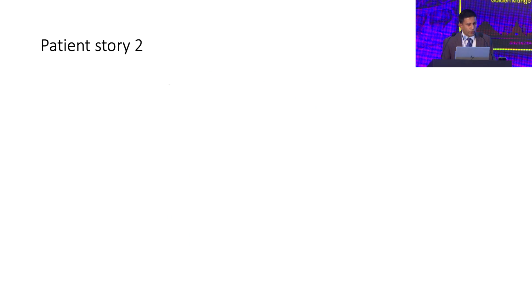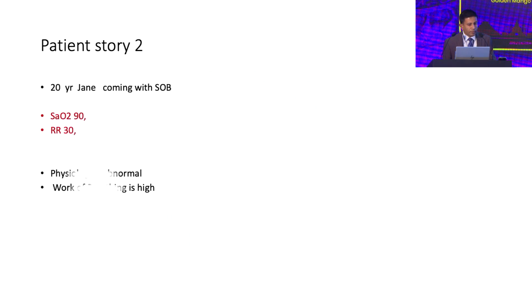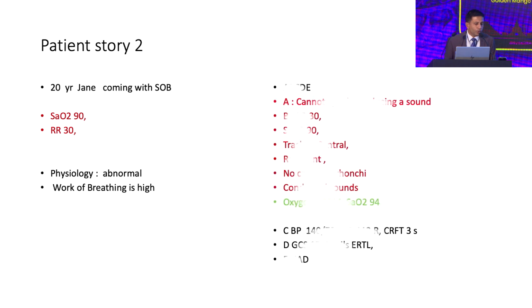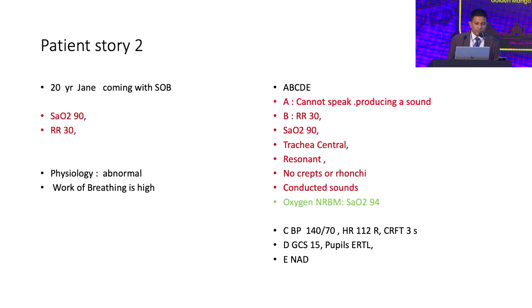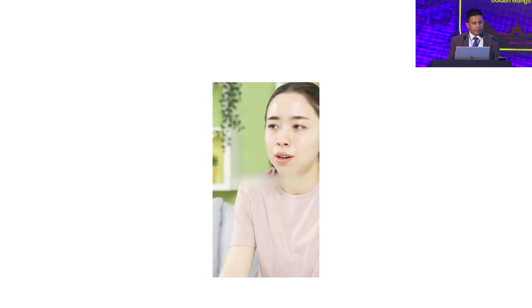Coming to the second story, Jane coming with these numbers, physiology abnormal. What do you do? A, B, C, D. She cannot speak, producing just sound. Trachea central, resonant, no creps. Oxygen started, saturation went up a little. This is Jane.